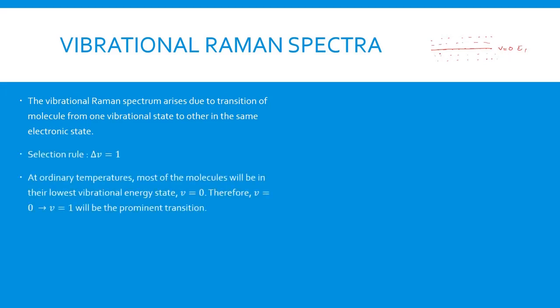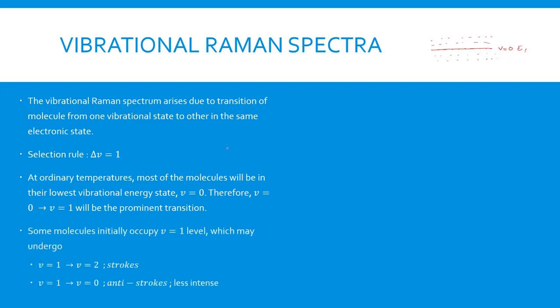The selection rule for getting vibrational Raman spectra is delta V equal to 1. That is, transition can be made between adjacent energy levels. At ordinary temperatures, these molecules will be at their lowest vibrational energy state, that is V equal to 0. Therefore, the only transition possible with the selection rule is from 0 to 1, and this is the prominent transition.